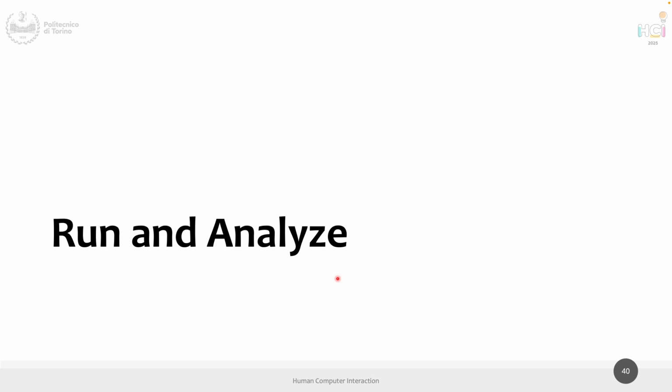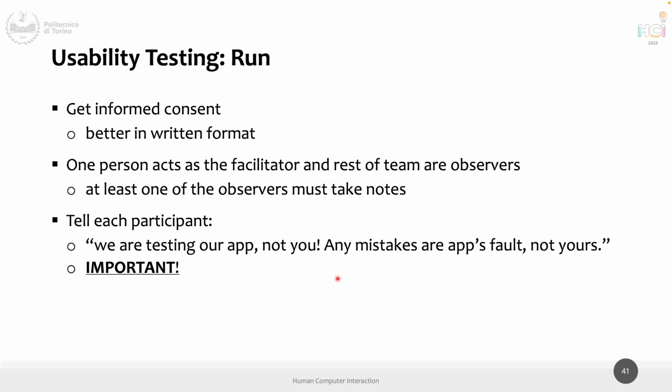So after you plan, you have to run. How to run the usability testing? First, as I said before, you need to get the informed consent. It's better in written format, and it should be explicitly done. Then one person acts as a facilitator, and the rest of the team, in our case, are observers, and at least one of the observers must take notes.